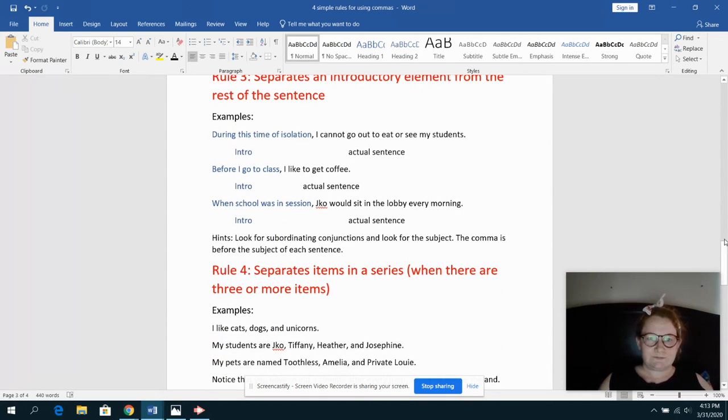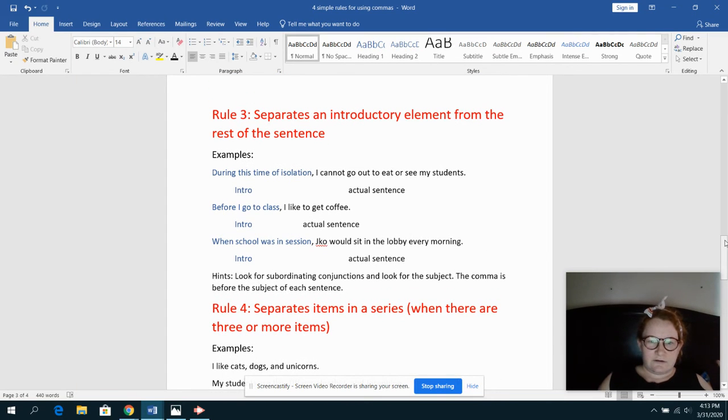Third rule. Whoops, scrolled too far. Commas separate an introductory element from the rest of the sentence. So the introductory element is this part before the subject, before the sentence actually starts. During this time of isolation, I cannot go out to eat or see my students. Those are the two things I miss the most, by the way, going out to eat and getting to see all y'all. So during this time of isolation, that actually comes before the subject of the sentence, which is I, me, right here. I cannot go out to eat or see my students is the main part of the sentence.